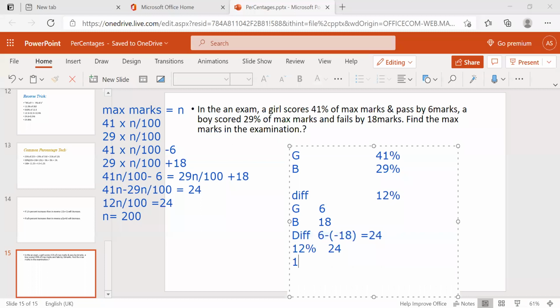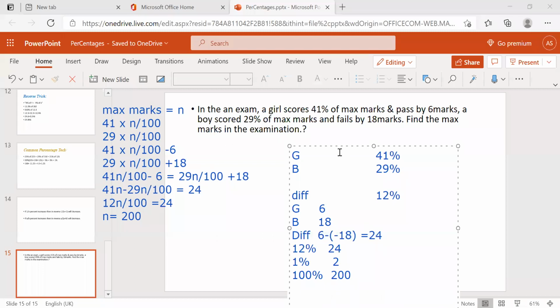Then 1% is nothing but 2, right? But what we are required to find out is 100% marks. 100% is equal to, it's nothing but 200.